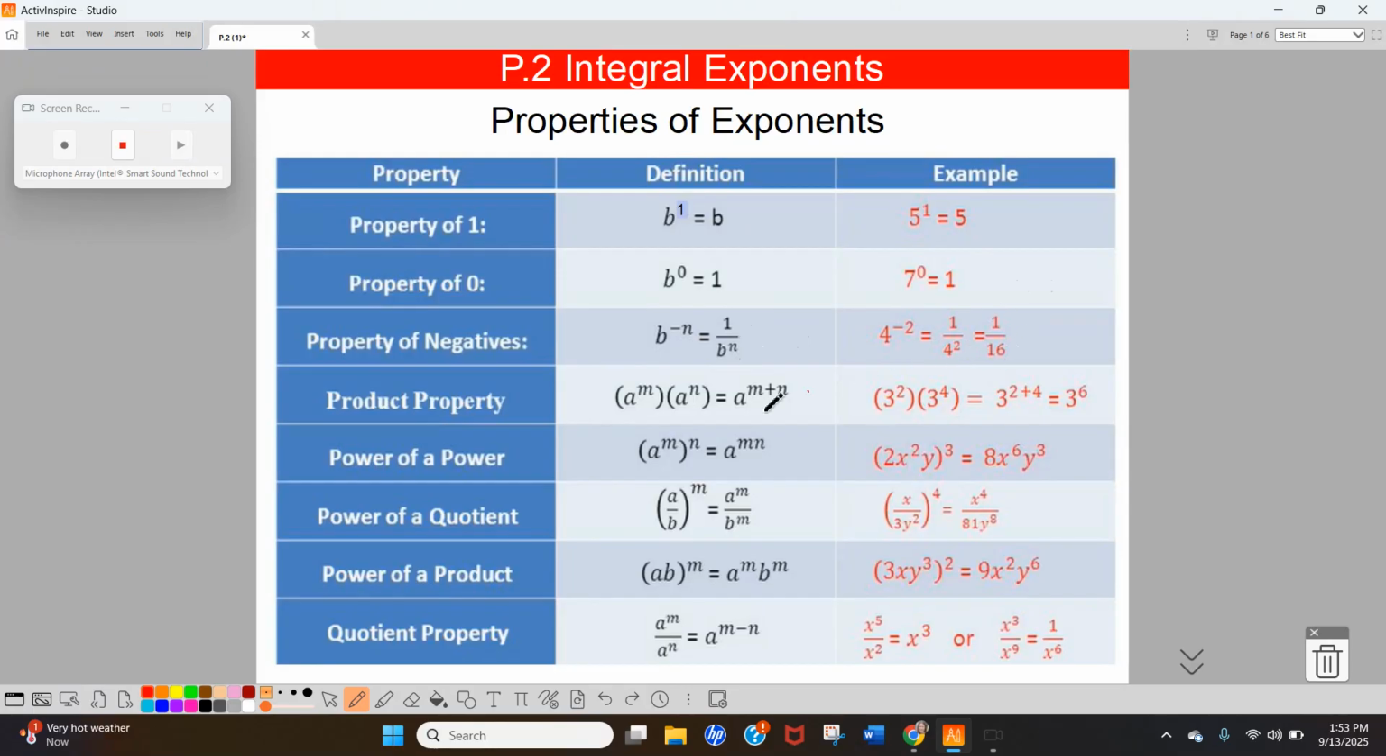So if we're multiplying like bases, we're going to add those exponents. So we have 3 to the second times 3 to the fourth. We can add 2 and 4 and get 3 to the sixth.